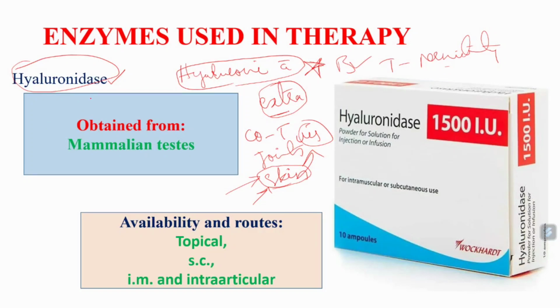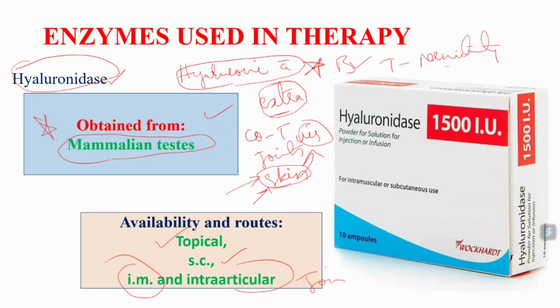An important point: hyaluronidase enzyme is obtained from the mammalian testis, and it is available as a topical cream. It is available as injections, used by the subcutaneous route, and also as an injection by the intramuscular, intrathecal, or intraarticular route. In joints also it is used. If joints are stiff due to increased hyaluronic acid and joint extracellular matrix, in those cases we use intraarticular hyaluronidase, and the hyaluronic acid matrix will be broken, and it decreases the viscosity. Okay, so this enzyme is important.